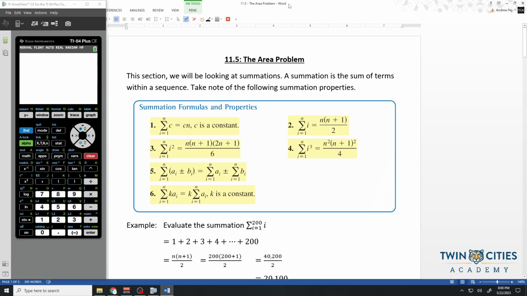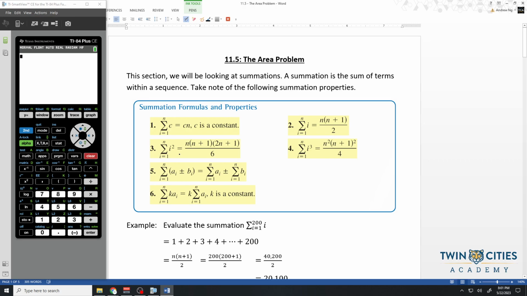In this section, we'll be looking at summations and leading up to the area problem. A summation is the sum, adding things up, of terms within a sequence. And I've got the following summation formulas and properties. So there are 6 of them total.